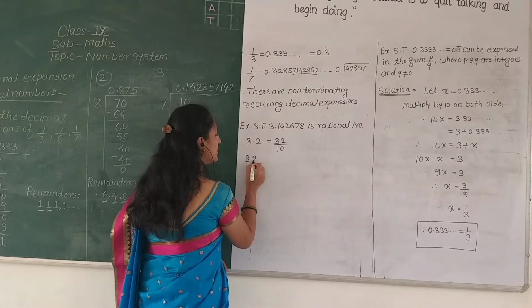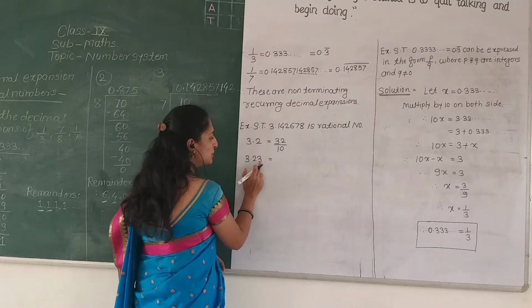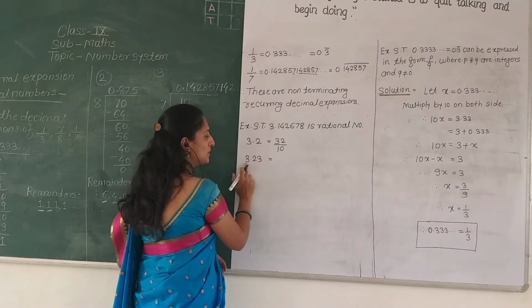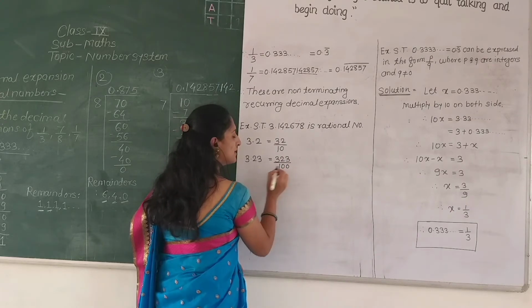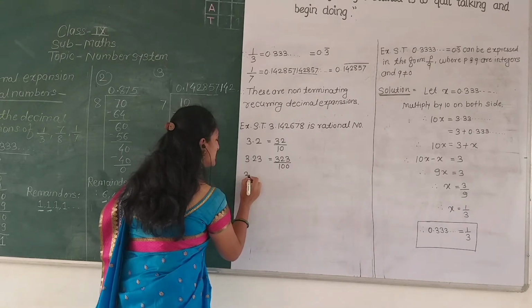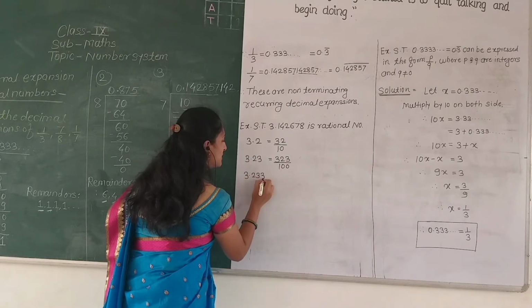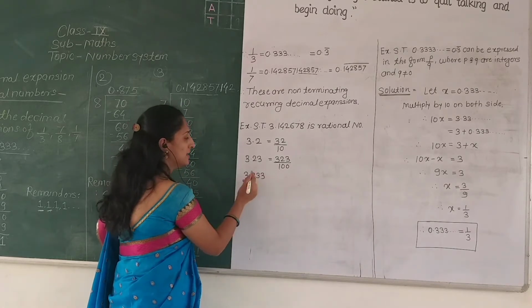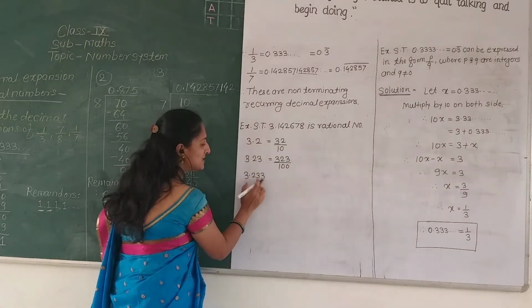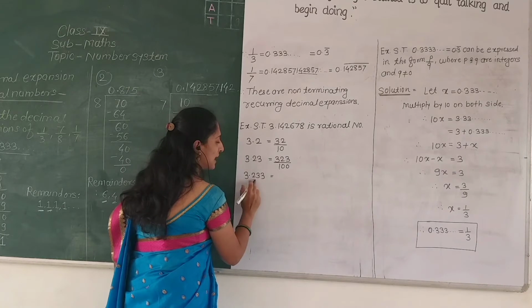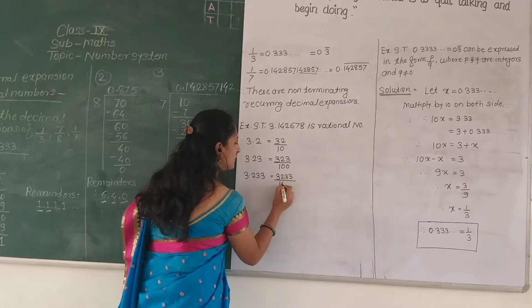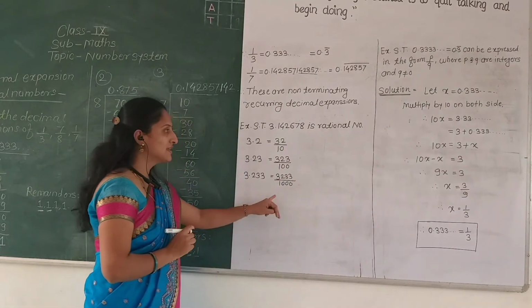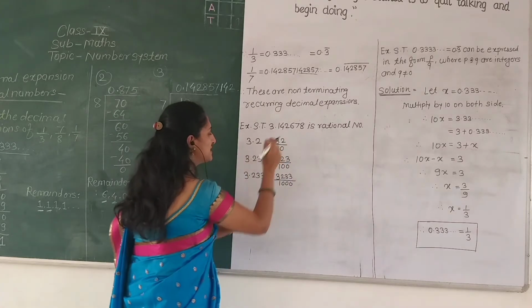Now here if this number is 3.23, there are 2 digits after the decimal point. So this number can be written as a fraction as 323 upon 100. Right? If this number is 3.233, now there are 3 digits after the decimal point. So we can write this number as a fraction as 3233 upon 1000. Right?